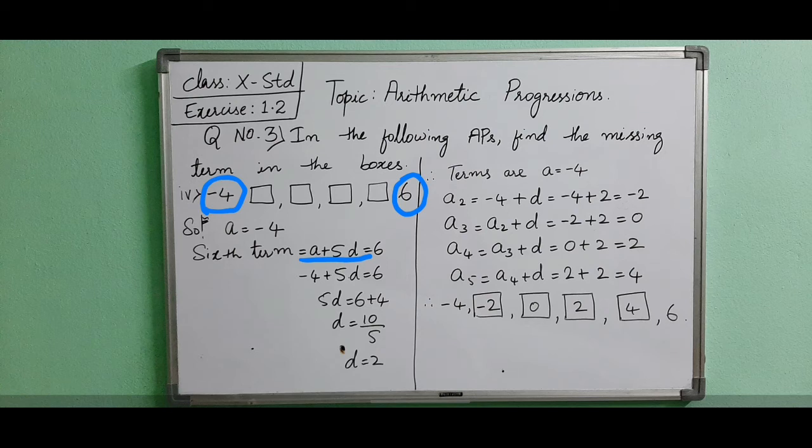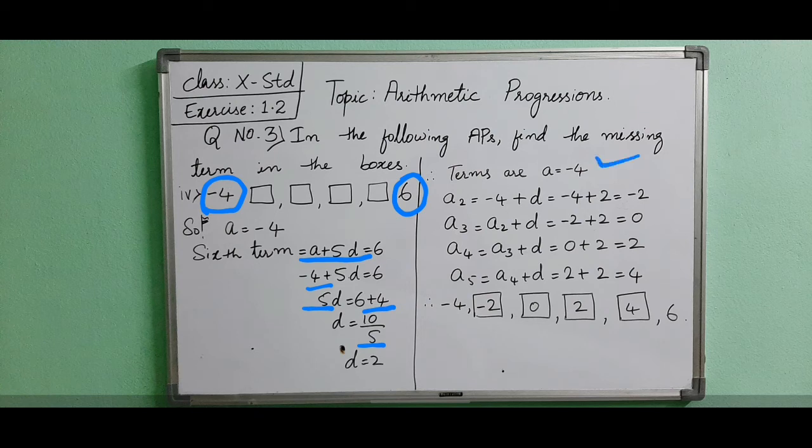Here a is minus 4. Then this minus 4, when we shift it, will become plus 4. 6 plus 4 is 10. 5 is multiplied with d, so when we shift it, it comes to the denominator. 5 1s are 5, 5 2s are 10. So d is becoming 2.